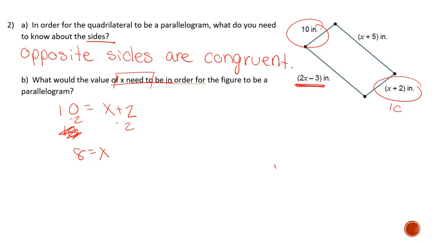And this other side, let's just go ahead and double check what this side should be. So I plug in my x, I have 2 times 8 minus 3. That will give us 16 minus 3, which will give us 13. Over on this side, if we were to plug it in as well, we'll have 8 plus 5, which will also give us 13, proving that in fact this is a parallelogram because our opposite sides are equal.